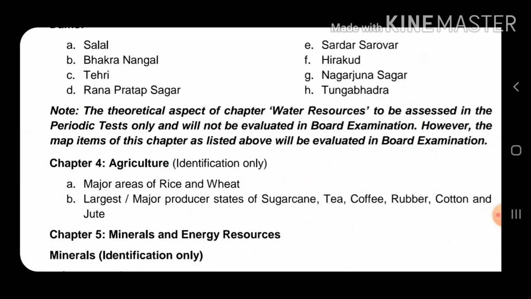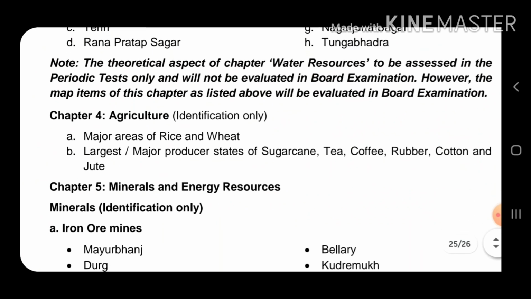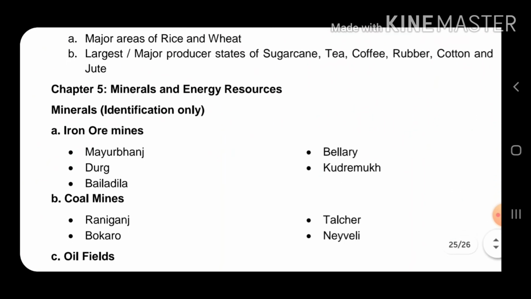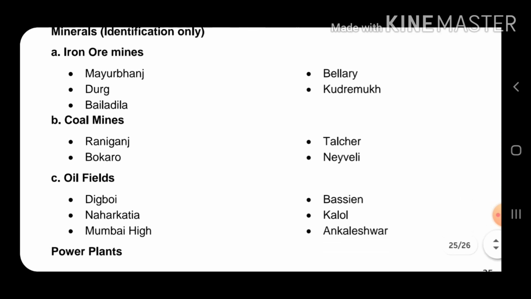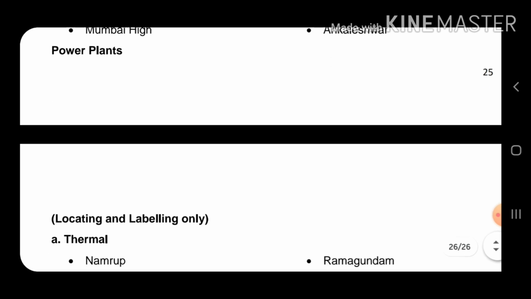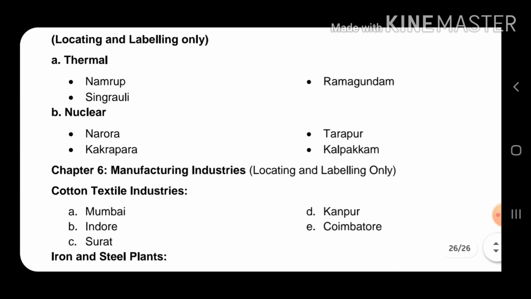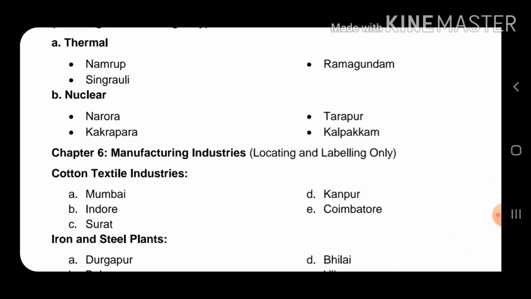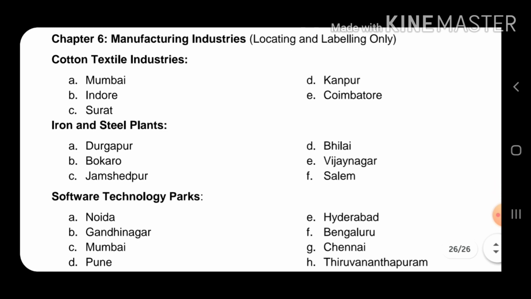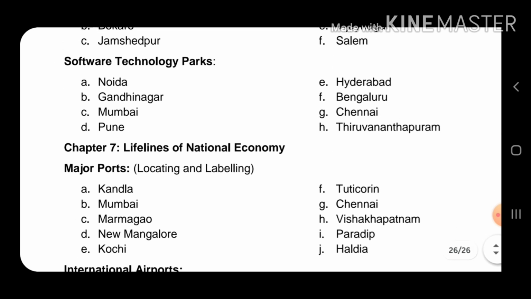Fourth lesson is agriculture, and here we have to be thorough with the rice and wheat production areas and sugarcane, tea, coffee, rubber, cotton and jute producing states. We have to be thorough with that. And fifth lesson, minerals and energy resources, we are having coal mines, iron mines, power plants, nuclear and thermal. Then sixth lesson, we are having manufacturing industries, cotton textile industries, iron and steel industries, software technology parks.